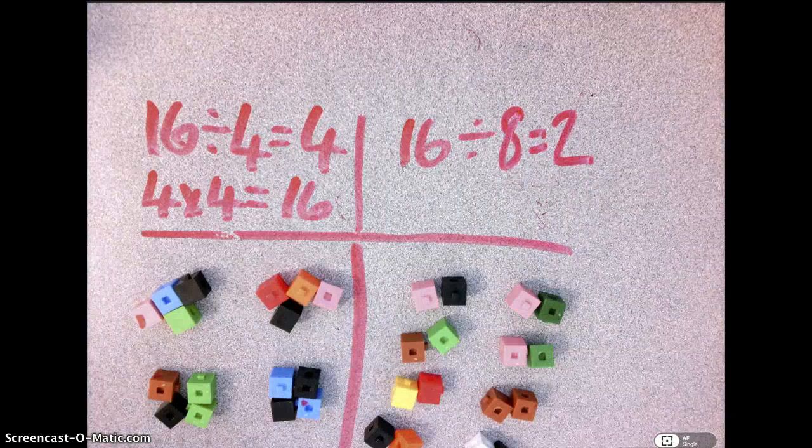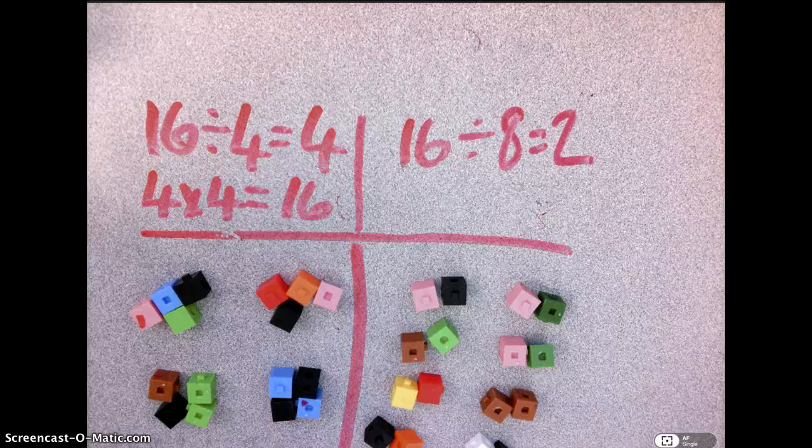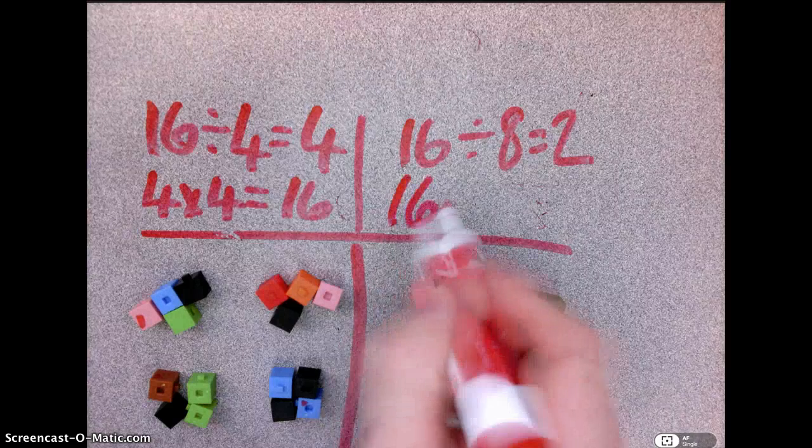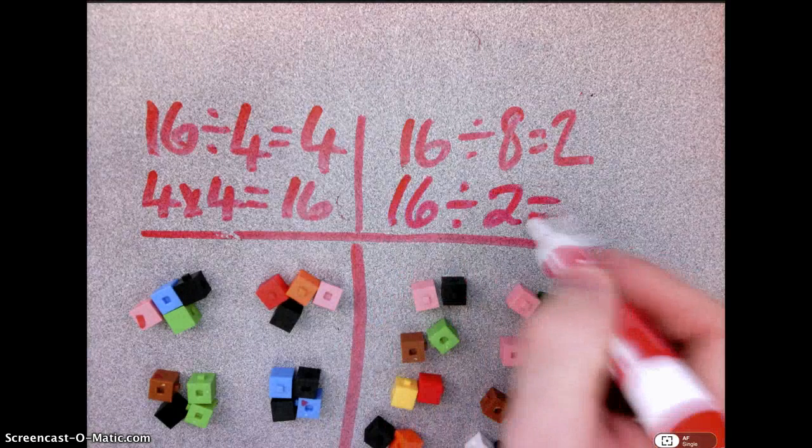So this way does help us figure out half. If we know 16 divided by 8 equals 2, what else do we know about our division? Jordan? 16 divided by 2 equals 8.